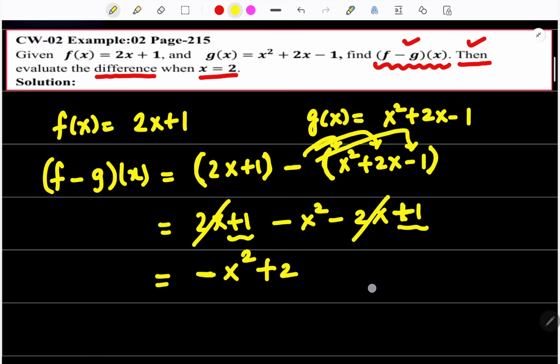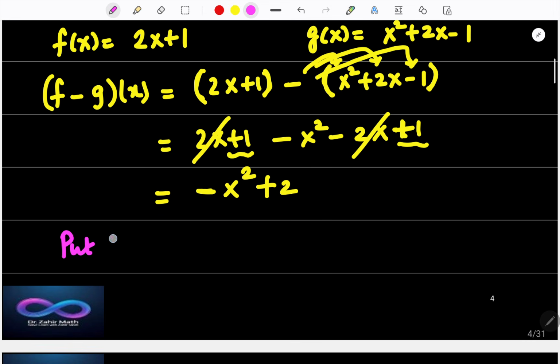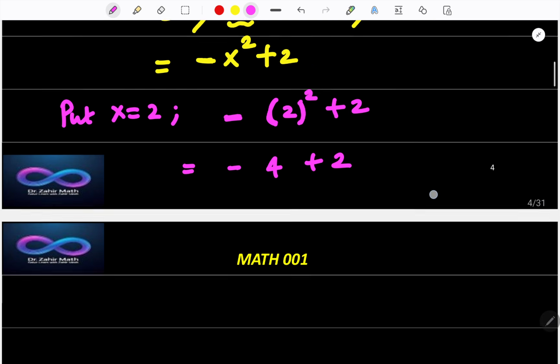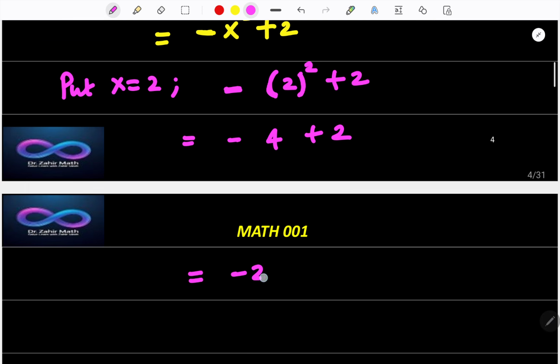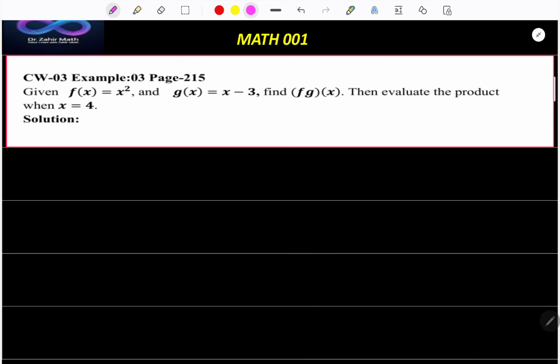Now we are going to put x is equal to 2 in the final answer. So minus 2 square plus 2. Minus is outside. Be careful in the calculator. This equals minus 4 plus 2. So minus 4 plus 2 is equal to minus 2. Clear everybody? Right. Let's go to the next question.